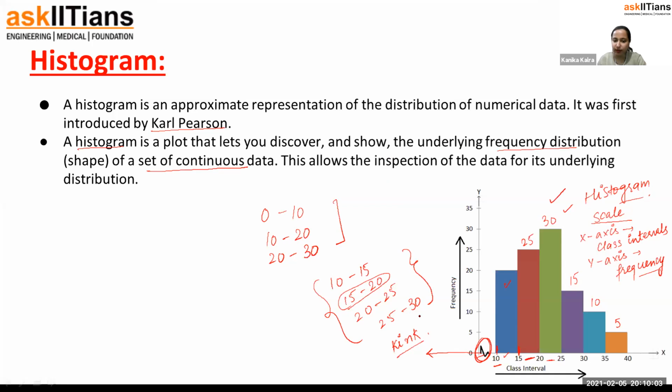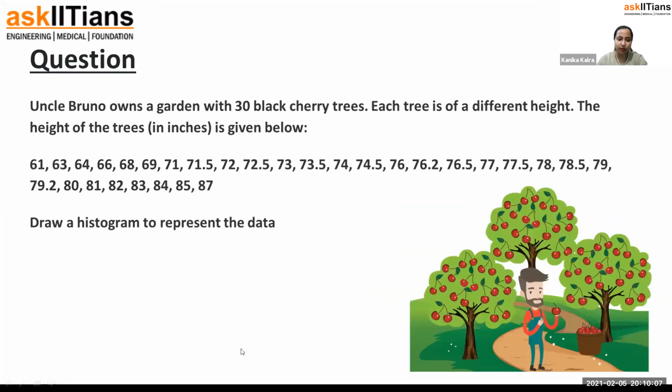Now let's move further to the next slide. Let's look at the example question. The values are given to you. Uncle Bruno owns a garden of 30 black cherry trees. Each tree is of a different height. The height of trees in inches is given below. So basically the data for 30 trees is given to you. Now you have to represent this data in the form of a histogram.